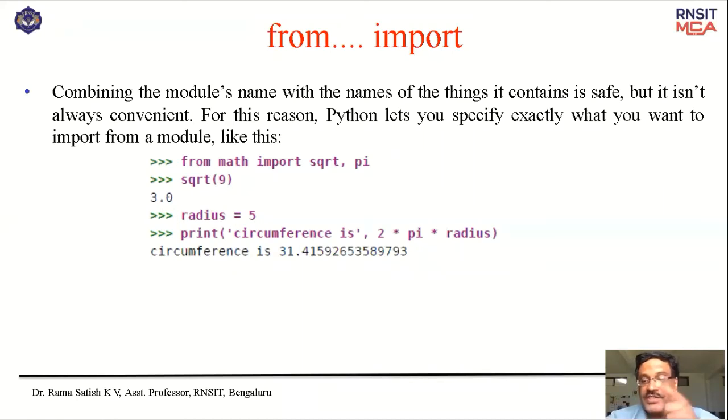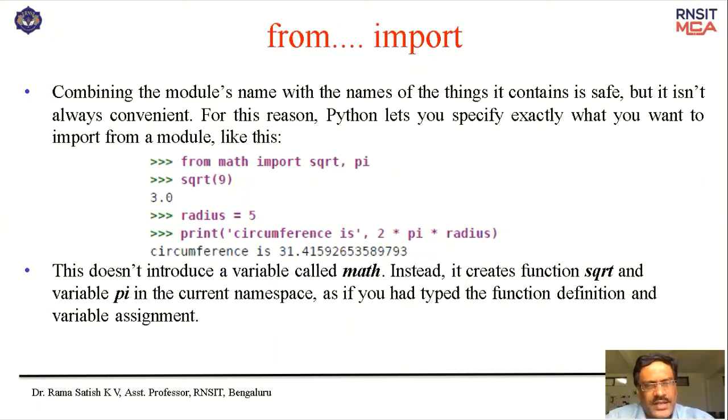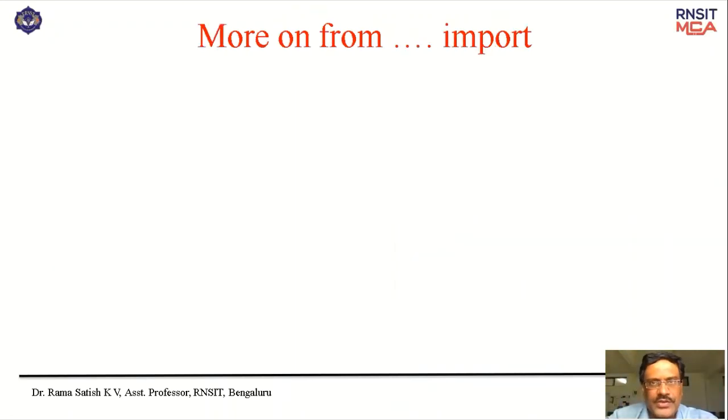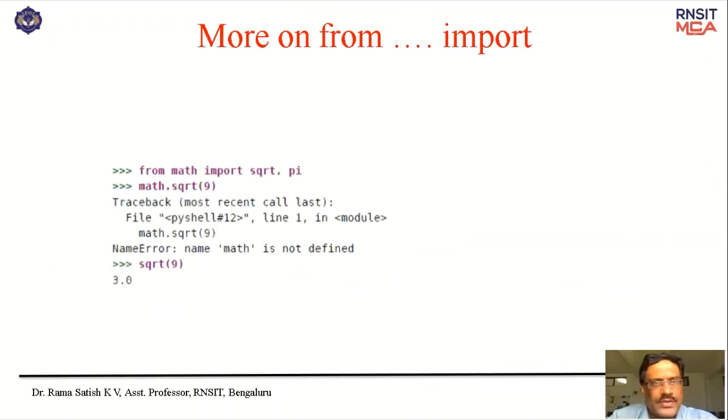The advantages: you can save memory, and it will be very convenient. It's very fast also. You need not import a lot of things, only a little bit. And in the namespace, the math object is not created. But using from math import, SQRT separate function is created, pi separate constant is created in the namespace, and you can straight away use them directly.